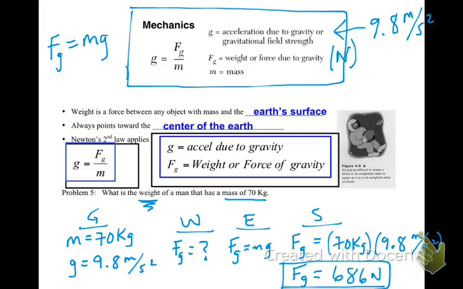Again, things you want to remember: if your mass is not given to you in kilograms, make sure that you convert it to kilograms, because a newton is a kilogram meter per second squared. So just be aware of that. But this isn't so bad. Let's try another example problem.